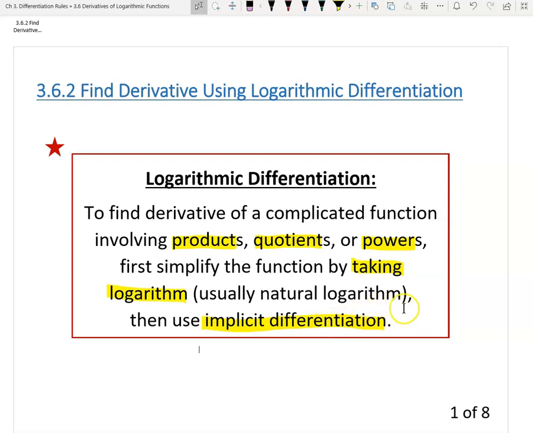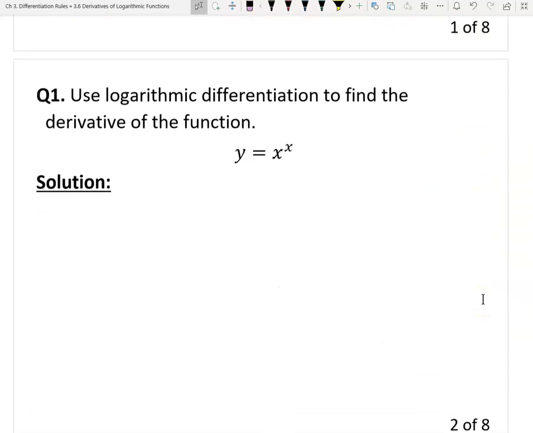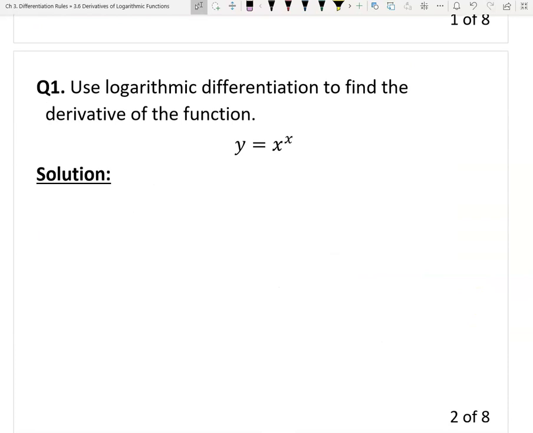Now we are going to practice two questions about these procedures, which we call logarithmic differentiation. Can you see here? First, we have a function, and this function looks not simple. It is x raised to the power of x. This is not a power function, and this is also not an exponential function. It is kind of a composite function.